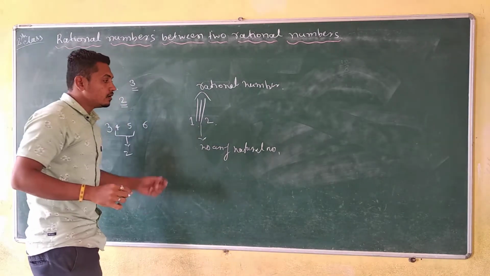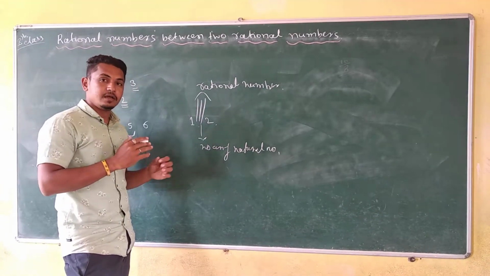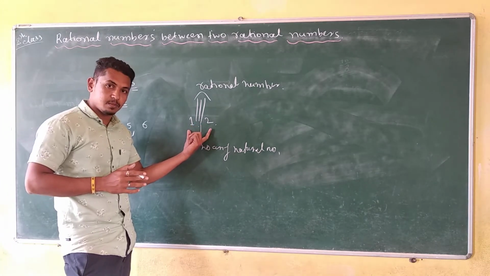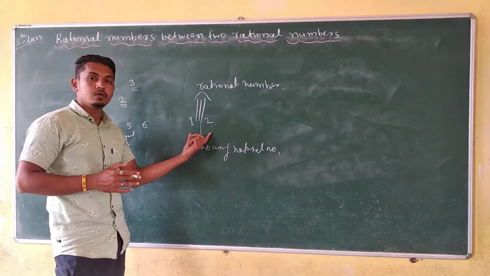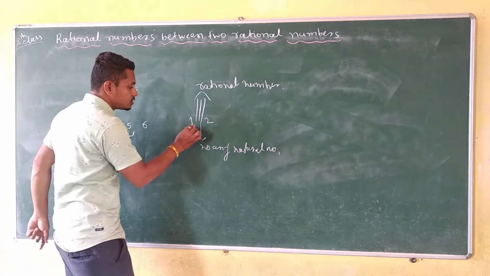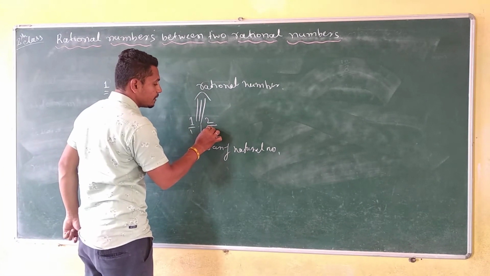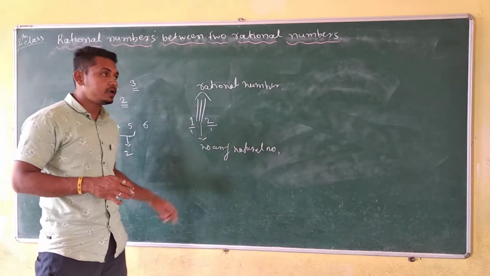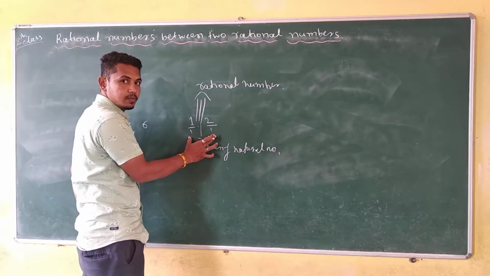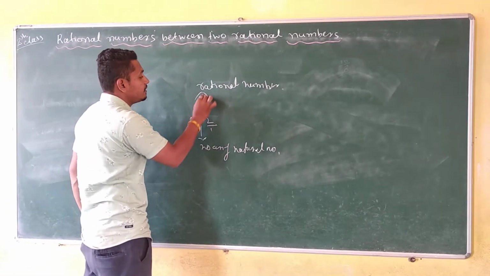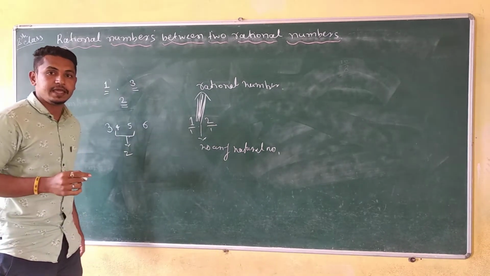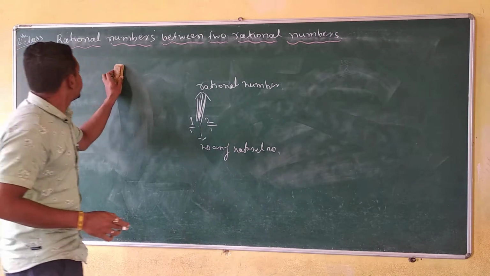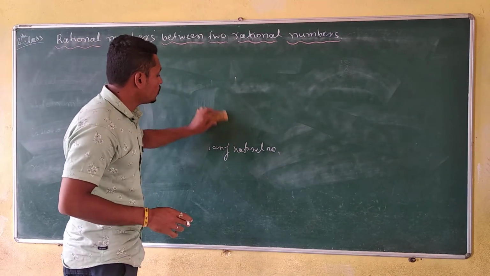We can find the infinite rational numbers in between these two natural numbers, or in between these two rational numbers, since natural numbers are also rational numbers. So 1 divided by 1, 2 divided by 1, it is also a rational number. So in between these two rational numbers, we can find an indefinite number of rational numbers. How is it? Now let us study the rational numbers between two rational numbers.